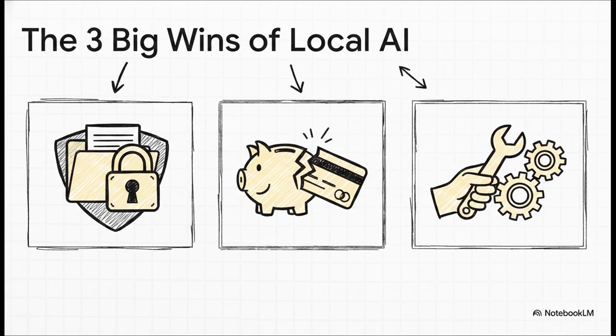So let's just quickly summarize the three biggest wins here. Number one, total privacy. Your data stays your data, period. Number two, zero cost. You can run this thing all day, every day, and you will never, ever get a bill for API calls. And number three, complete control. That open license means you have the freedom to build on it and use it however you want.